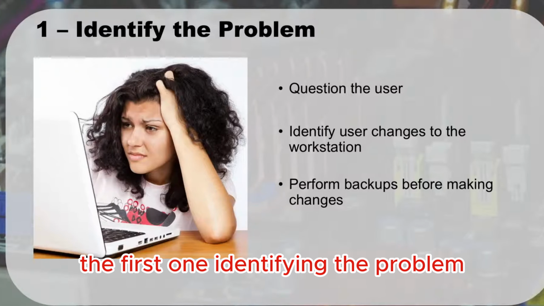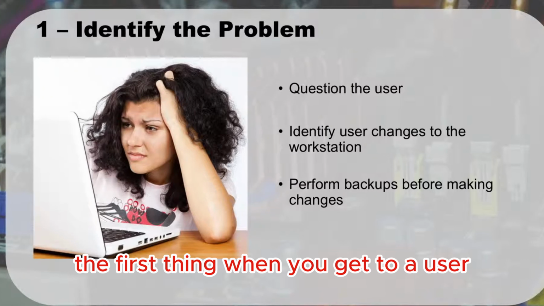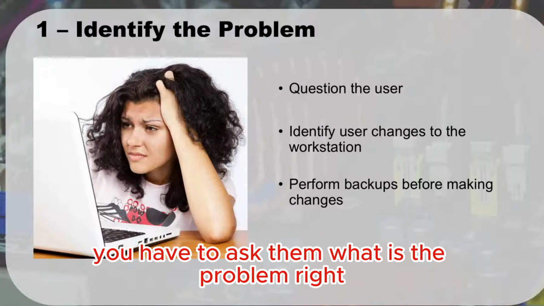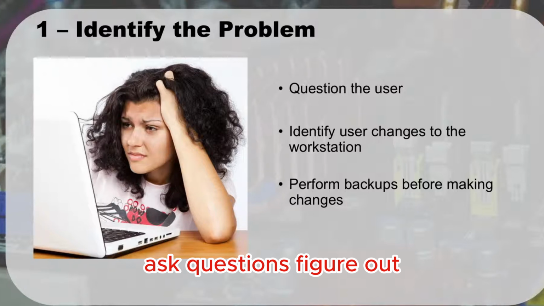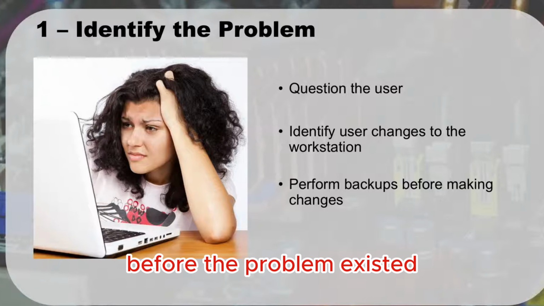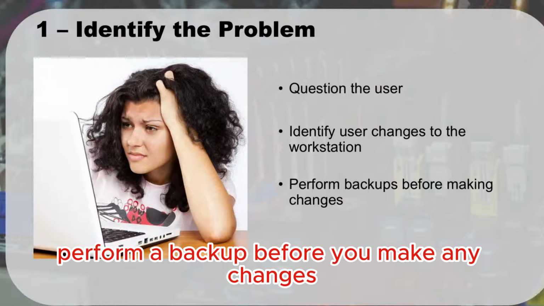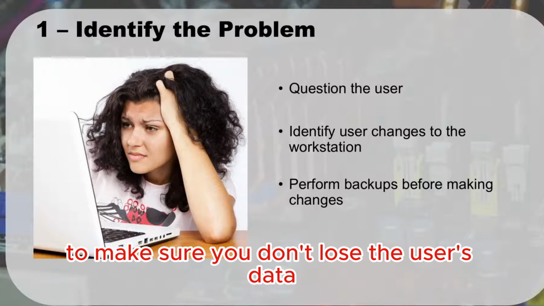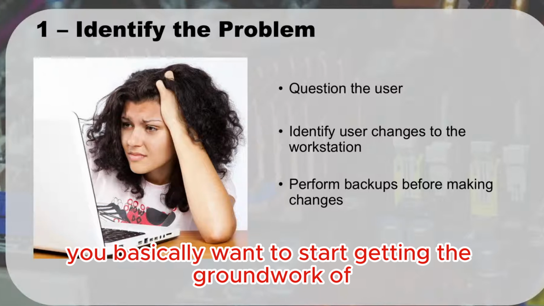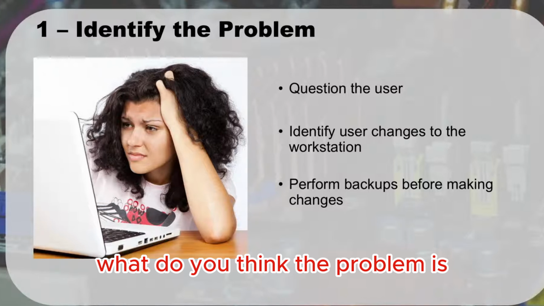The first one, identifying the problem. The first thing, when you get to a user, you have to ask them, what is the problem, right? You ask questions, figure out what changes they made right before the problem existed, or if they made a change before the problem existed. Perform a backup before you make any changes to make sure you don't lose the user's data. You basically want to start getting the groundwork of what you think the problem is.